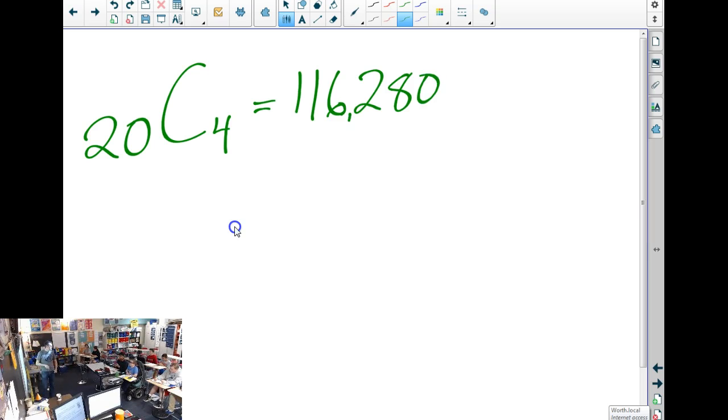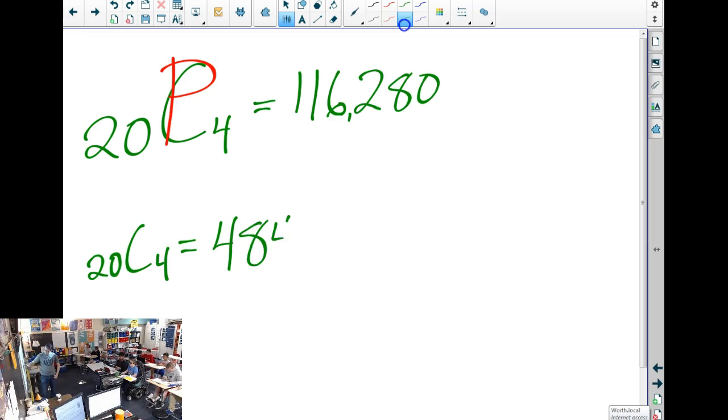Wait, that's the permutation. Wrong. Yeah, that would be a big combination. Five, four, eight, four, five. That's the combination. It's 484. I thought this seemed like a lot for a combination. A little much. 20 things choose 4 gives that much. Whoa, if you multiply that by 24, you get.